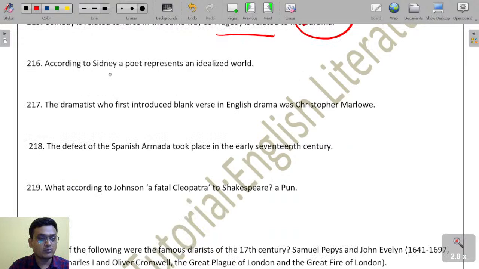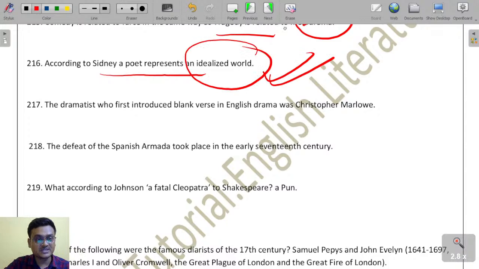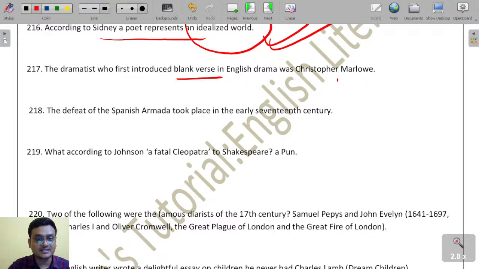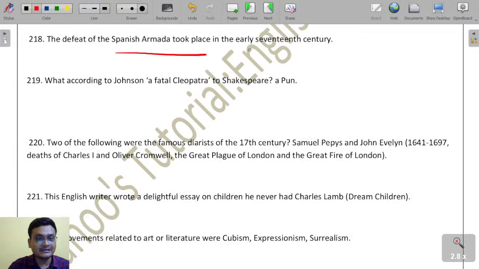According to Sidney, a poet represents an idealized world. Okay. Sidney has said, a speaking picture. Okay. The dramatist who first introduced blank verse in English drama was Christopher Marlowe. So it was Christopher Marlowe who had introduced blank verse for the first time in drama. So the defeat of the Spanish Armada took place in the early 17th century. Okay. What according to Johnson is Fatal Cleopatra to Shakespeare? It's a pun actually. Okay.